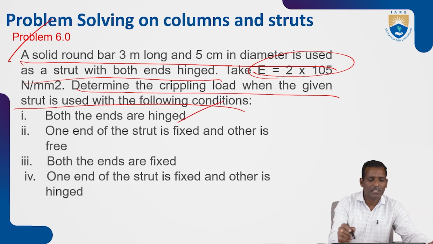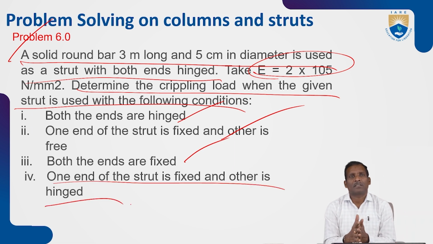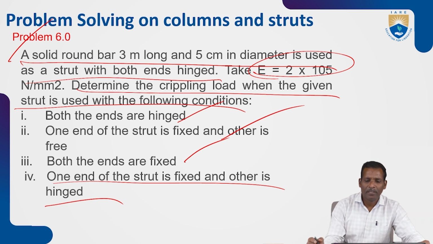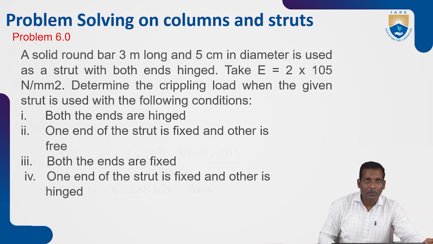Both the ends are hinged. One end of the strut is fixed, other end is free. Both the ends are fixed. One end of the strut is fixed and the other end is hinged. So these conditions are given, and according to these conditions you have to solve the problem. A solid round bar 3 meters long, the L is given, the diameter is given, and the condition is also given. Okay, one by one now we will see.